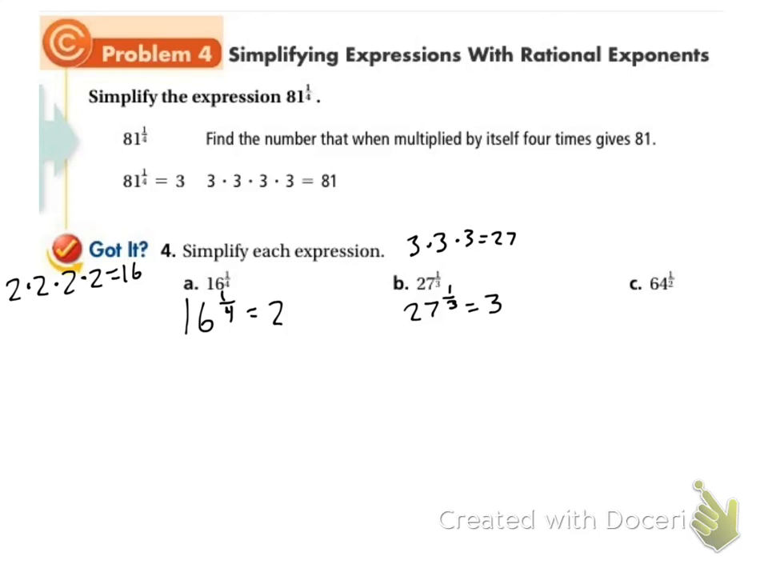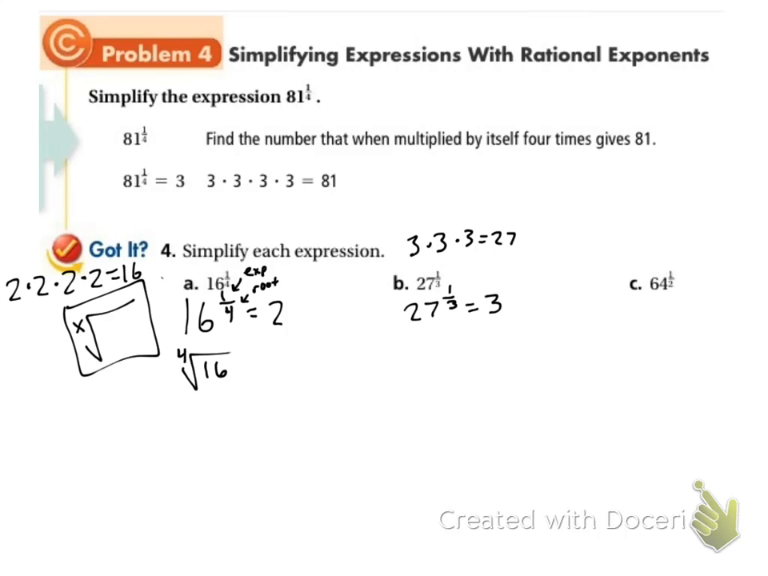The other way you can think about it in this exponent is that the top number means the exponent and the bottom number means the root. So whenever there's a 1 on top, you only need to pay attention to the root part. So this means take the 4th root of 16, which you can do on your calculator. There should be a button that looks something like this.